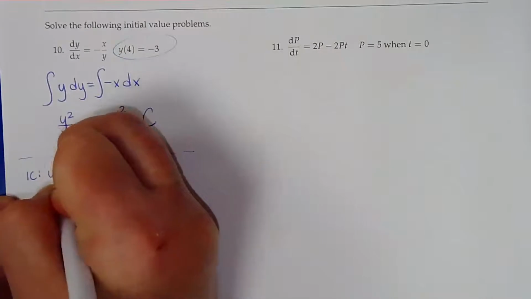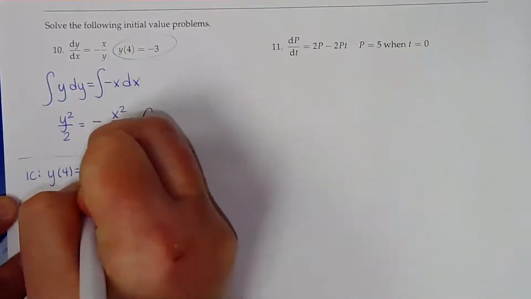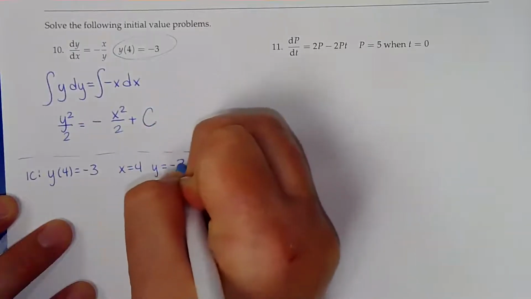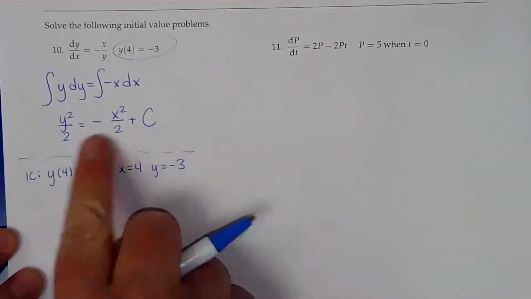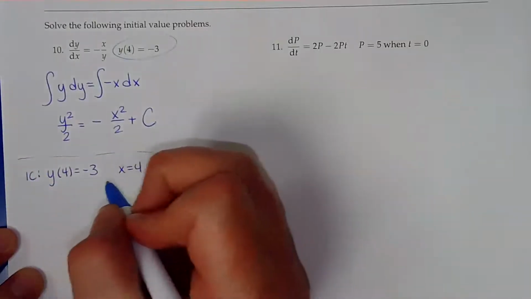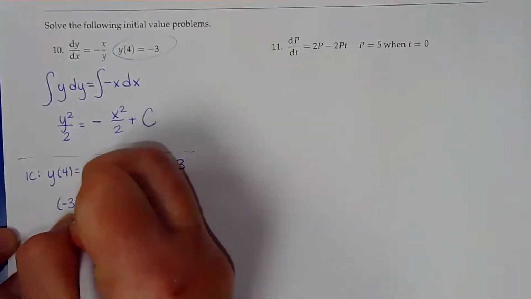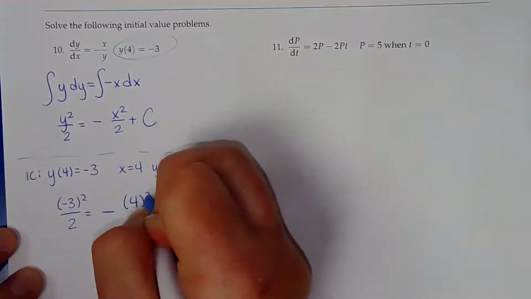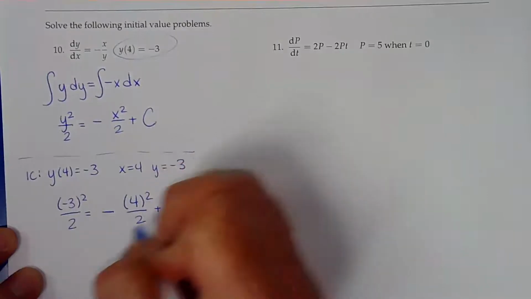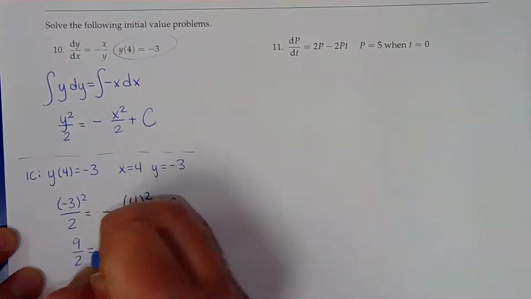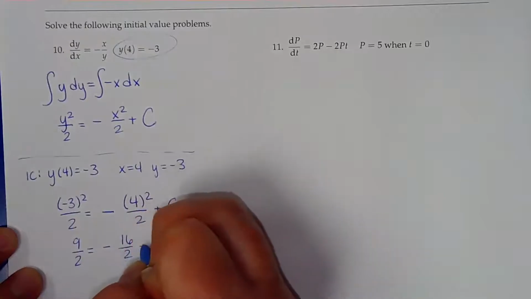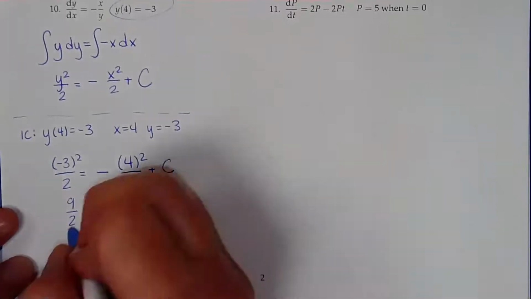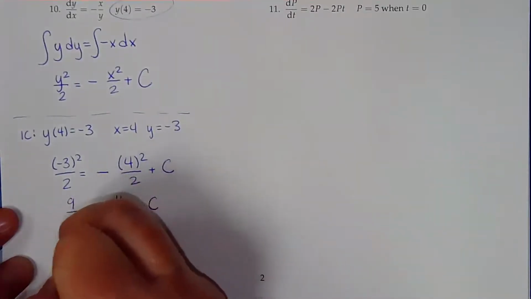So I know that y of 4 is equal to negative 3. So that means when x is 4, y equals negative 3. And I'm going to plug these values in and then solve for C. I have negative 3 squared over 2 is equal to negative of the quantity 4 squared over 2 plus C. So 9 halves is equal to negative 16 halves plus C. I'm going to add the 16 halves over to the other side, so that tells me that C is equal to 25 halves.